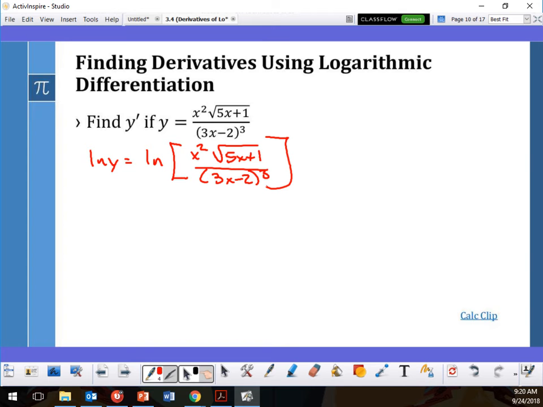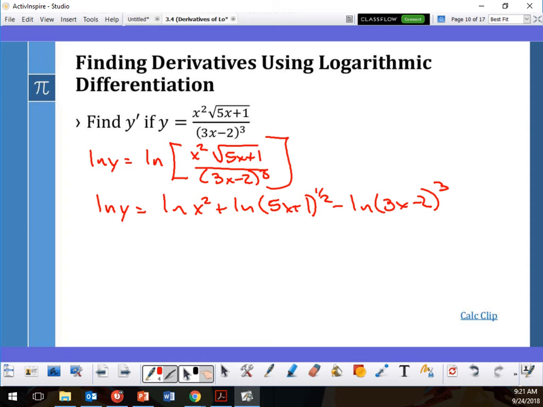Okay, so now, because I ln both sides, I can go through and use the properties, clean it up, separate all those things. So if I'm going to ln each, before I do the derivative, ln y equals ln of x squared plus ln quantity 5x plus 1 to the 1/2 minus ln of quantity 3x minus 2 to the 3rd. So go through and clean it up and start doing my stuff.